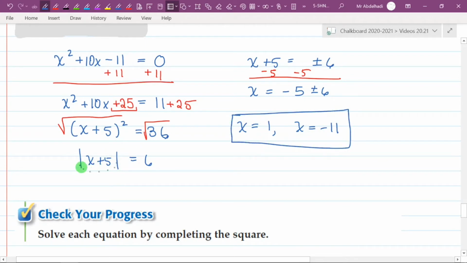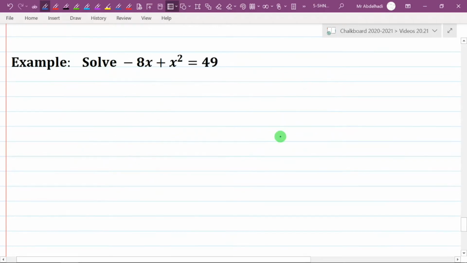But remember the absolute value bars here. This is something that you don't see in the textbook until much later in the textbook. And you probably didn't see in Algebra 1. So make sure that you understand that. Okay, let's try another one.